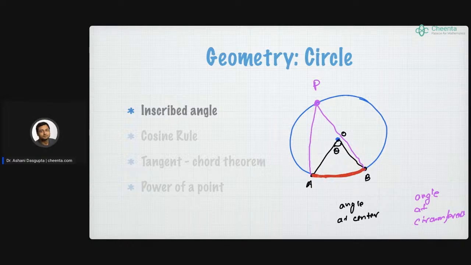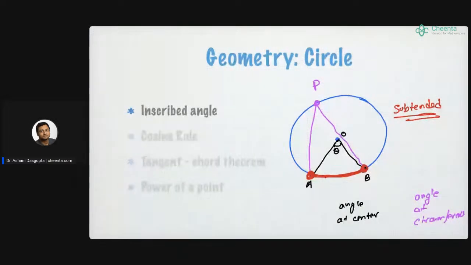So what is the meaning of the word subtended? Sometimes kids have problems with this word. They do not understand it. I also did not understand this word when I was a little kid. So subtended basically means that the feet of the angle are at the end points of that arc. That's all that it means. So when I say APB is subtended by AB, I mean the feet of the angle APB are on the end points of this arc AB.